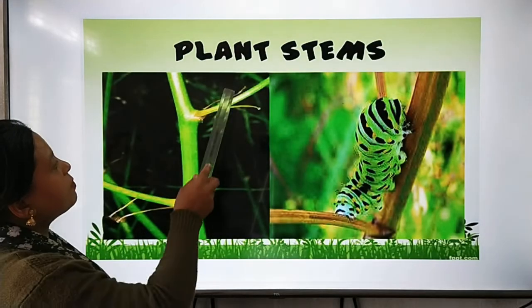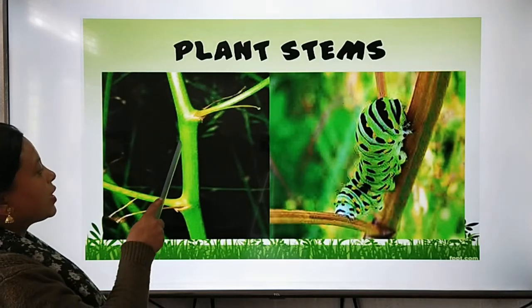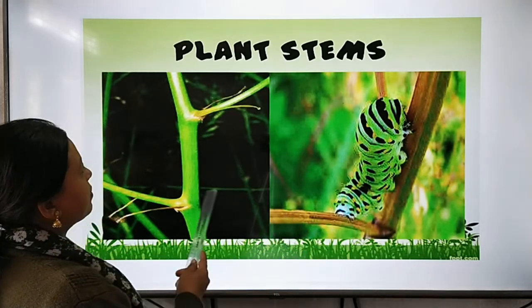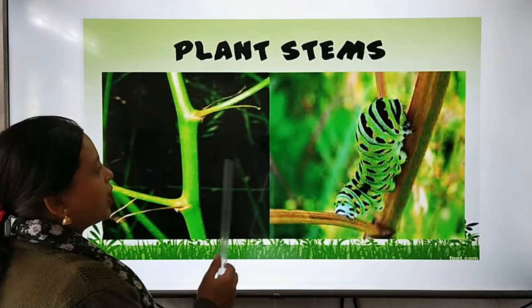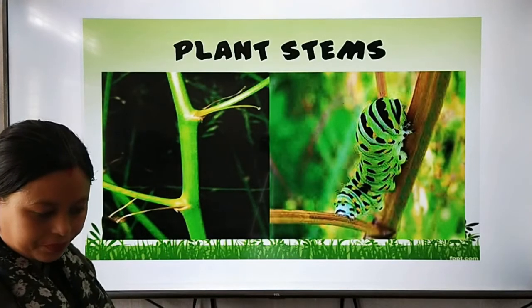So next one is plant stems. Examples of plant stems. Look at this, this is a plant stem. Okay, some examples of plant stem. This is not a stem, this is a caterpillar. Okay, so this is an example of stem.